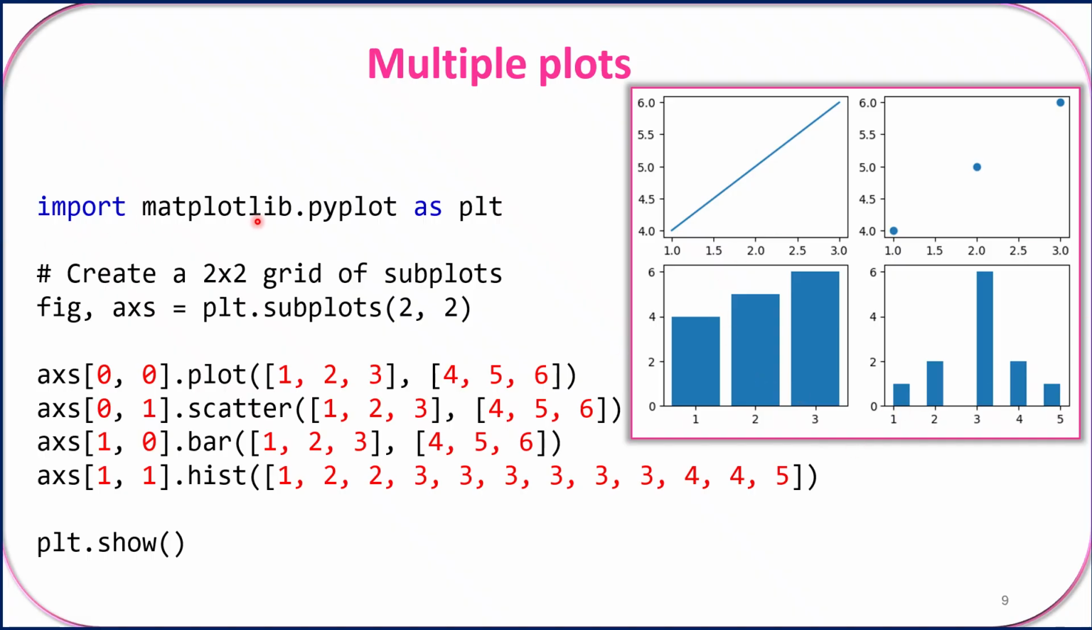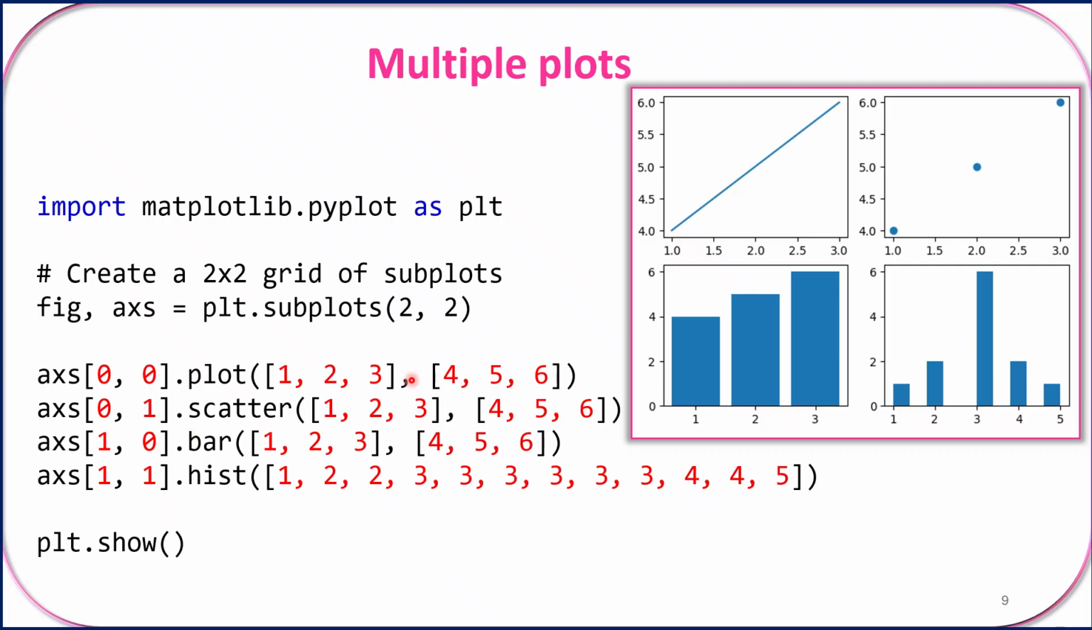So same, import matplotlib.pyplot as plt. Now we are going to create the 2 cross 2 grid, because it is 2 rows, 2 columns, subplots. So figure comma axis equal to plt.subplots, 2 comma 2 is given, and the axis, here we represent in the other way. Here axis is 0 comma 0. The first one, axis 0 comma 0, is going to have the plot, and 0 comma 1 will have the scatter plot, and 1 comma 0 will have the bar chart, and 1 comma 1 will have the histogram.